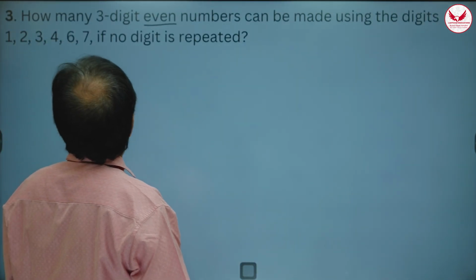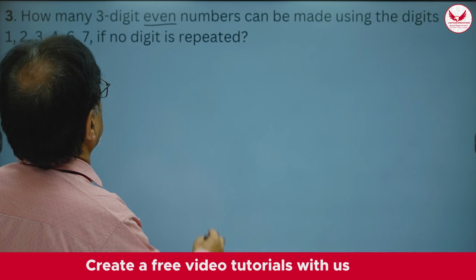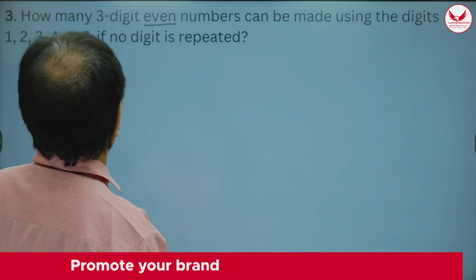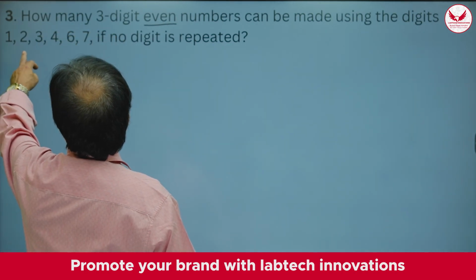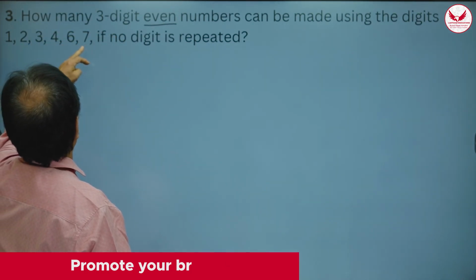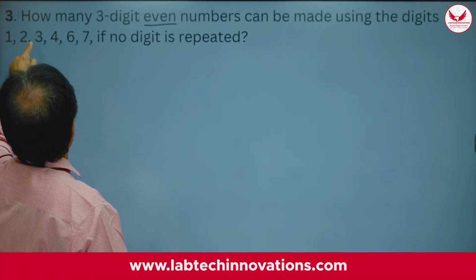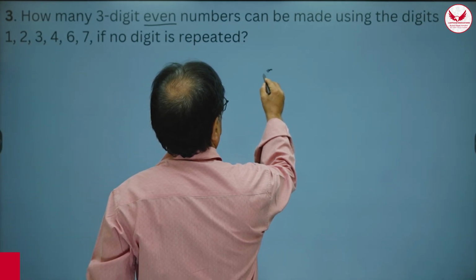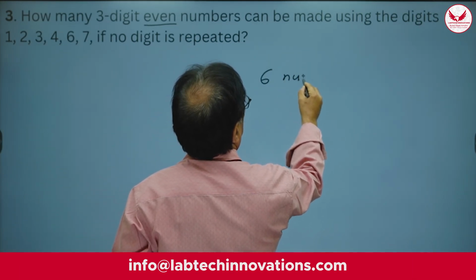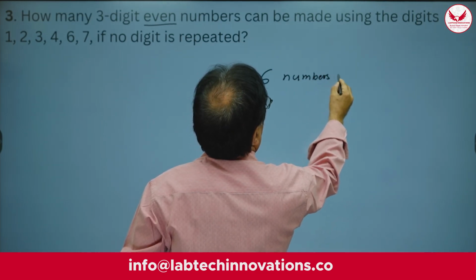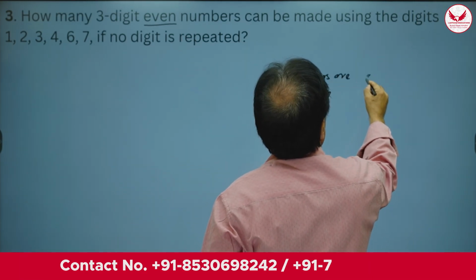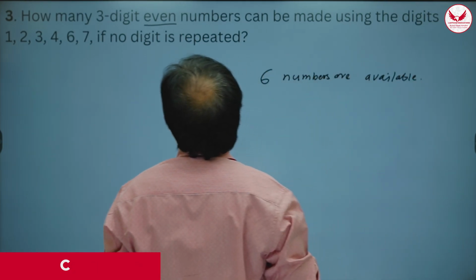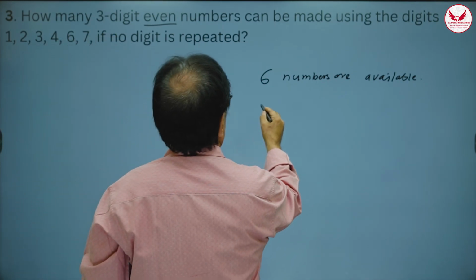Okay. This is problem number 3. How many 3-digit even numbers can be made by using the digits 1, 2, 3, 4, 6 and 7? So 1, 2, 3, 4, 6 and 7, exactly 6 digits are available. So 6 numbers are available. Okay. How many are to be used? Only 3 are to be used.